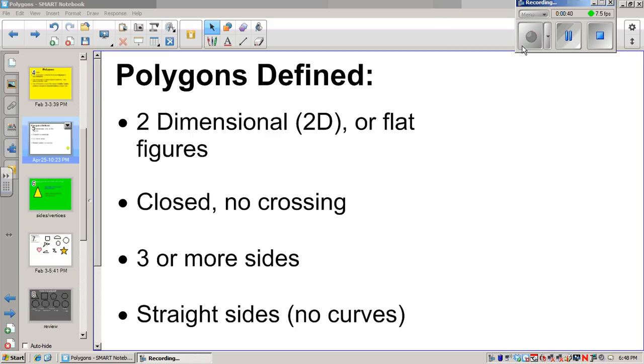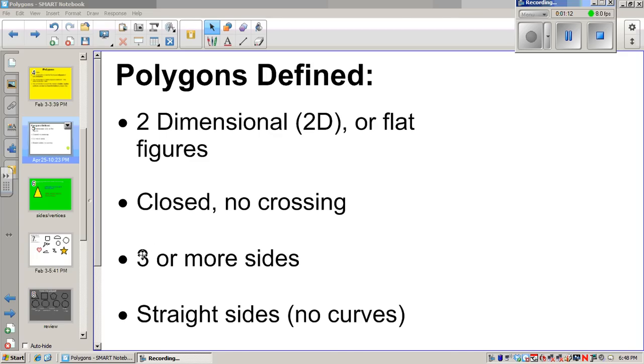Let's start with the definition of a polygon. There are really four components of the definition of a polygon. The first is that polygons are two-dimensional, or 2D. Another way of saying that is that they are flat. They're not three-dimensional figures. Polygons are also closed figures, and there's no crossing. These two might not make a lot of sense right now, but when we look at some examples, I think you'll see what I mean right away.